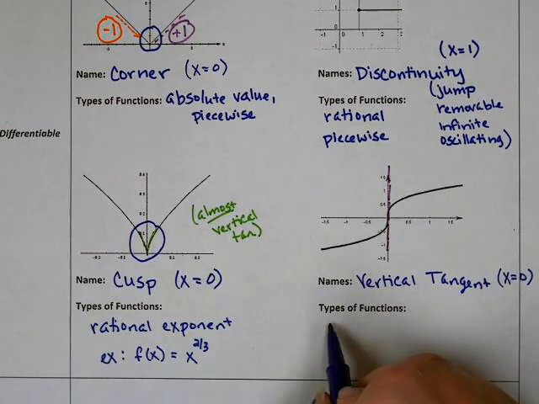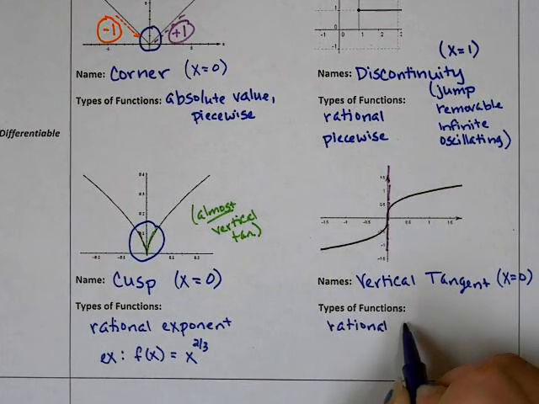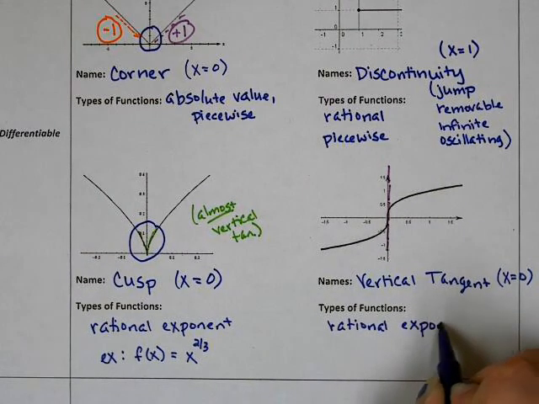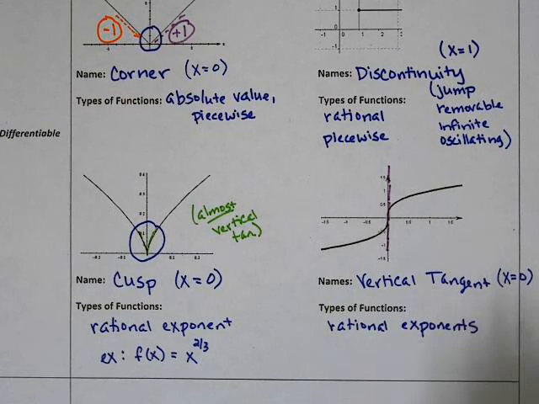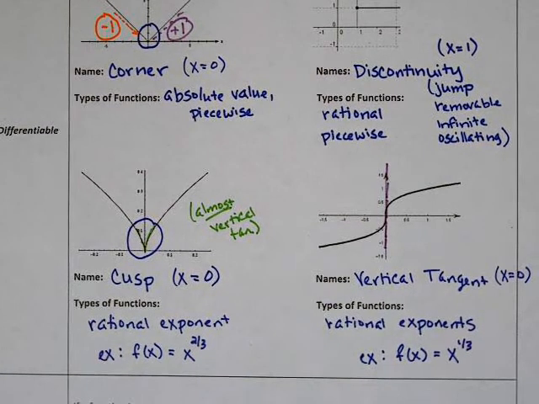Now, this also happens in rational functions with rational exponents. So this could be something like maybe f of x equals x to the 1/3. All right, and that gives us our vertical tangent.